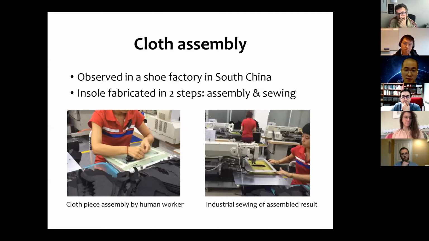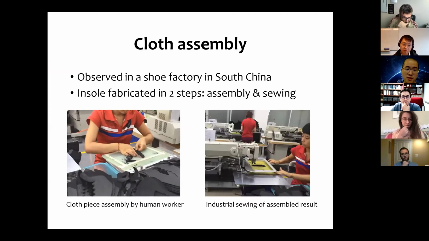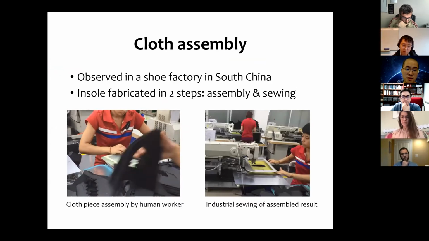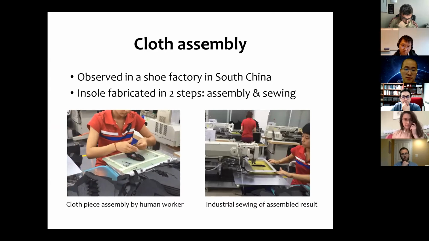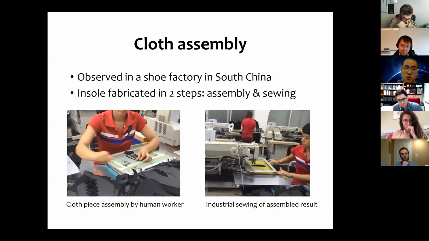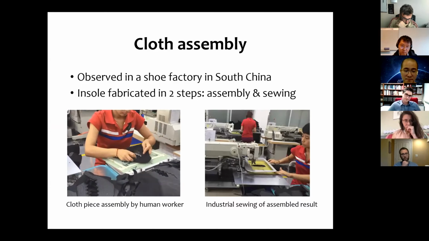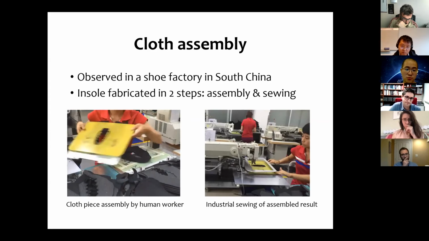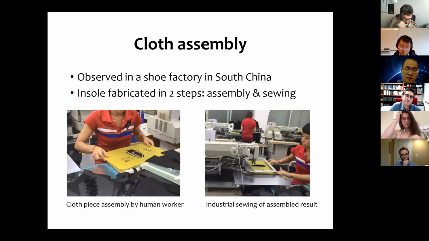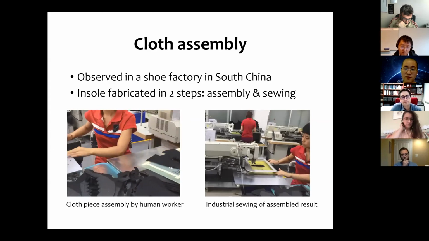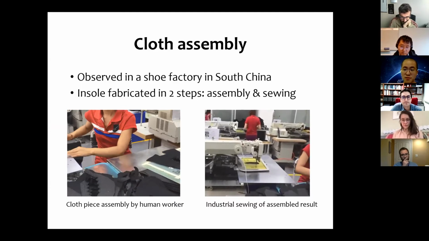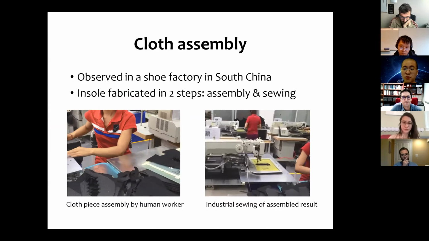So this is a task we observed in a factory. As you can see in the left video, this is how the worker is trying to fabricate some shoes, actually the insole of the shoe. First of all, the worker needs to assemble several pieces of cloth together, and after that, you can use a sewing machine to stitch the clothing together.